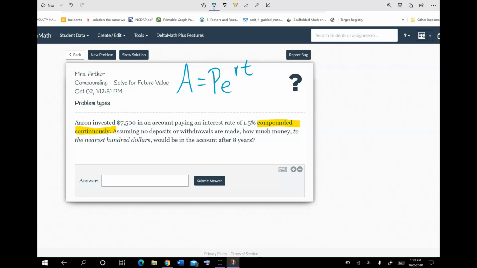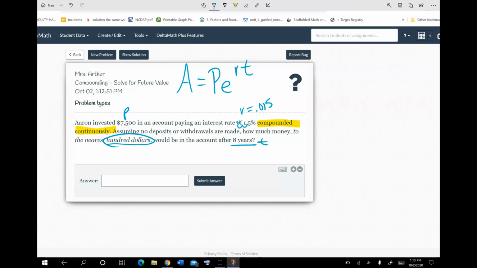So once you figure out your formula, now we can go back and label things. When they say they invested something, that's your P. Your rate is the 1.5. Move that decimal 2 places, so it's 0.015. And then it says how much money to the nearest $100. That means your $100 place, like where you say $500. So that'll be the third place in your numbers. After 8 years, which is your time.